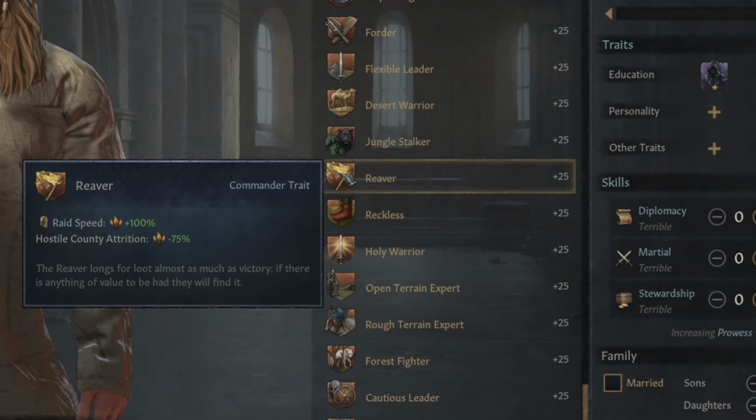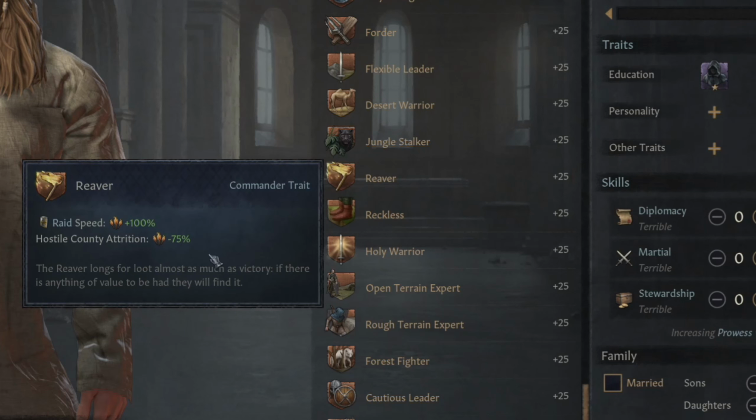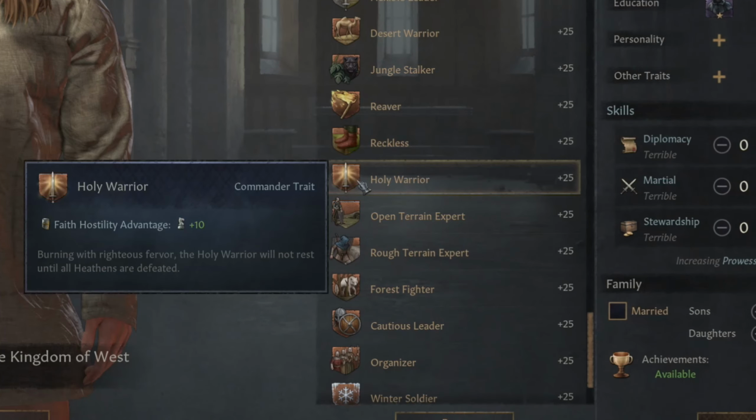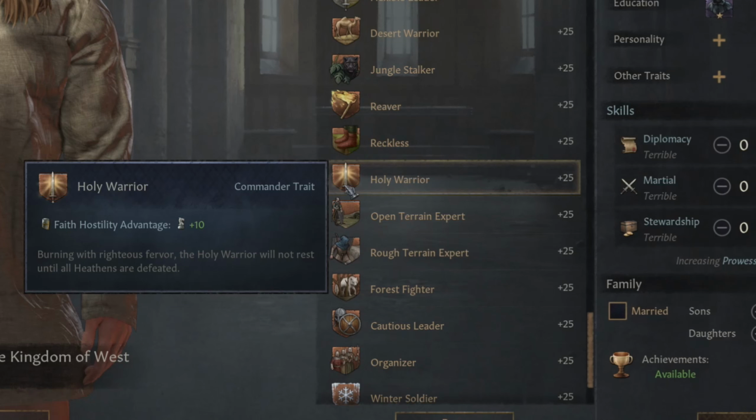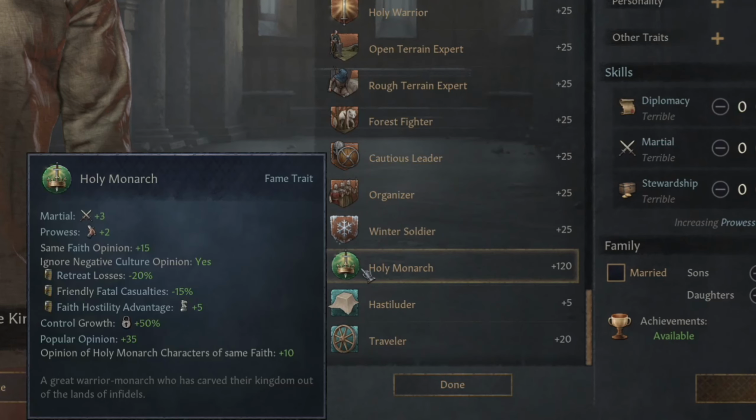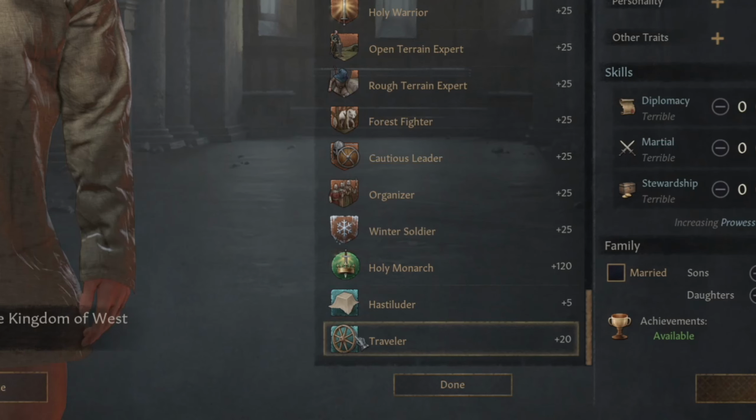Reaver is extremely nice for Viking raiders for its raid speed and reduced attrition. Holy Warrior is very efficient against hostile faiths since it gives plus 10 advantage versus other terrain bonuses that are usually only plus 4 to plus 6, but it only applies to hostile faiths. At the end here, Holy Monarch is very expensive, and the other two are pointless.